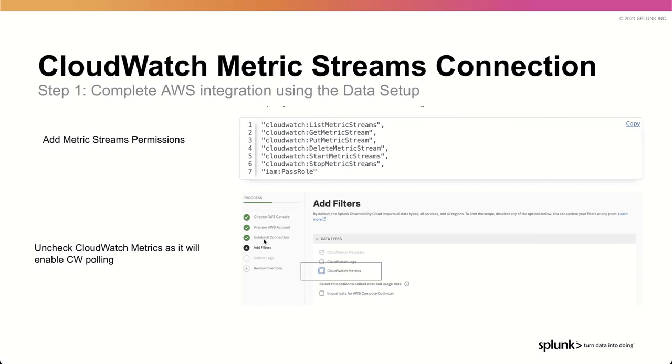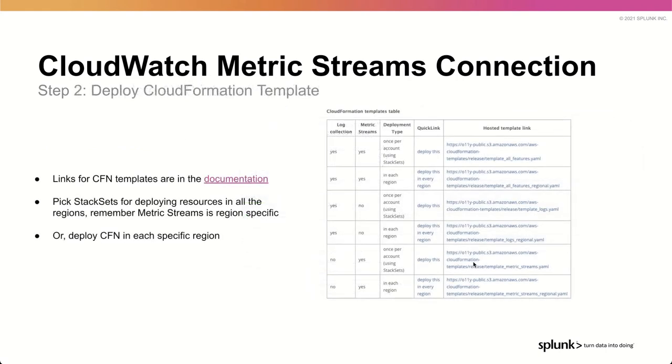When we are creating the filters on the logs and metrics, we will not select the toggle of CloudWatch metrics, because if we select this, then it will enable the polling. We will also deploy the resources for CloudWatch metric stream. It will create an IAM role, S3 bucket, as well as a Kinesis Data Firehose for us. So for that, Splunk provides CloudFormation templates.